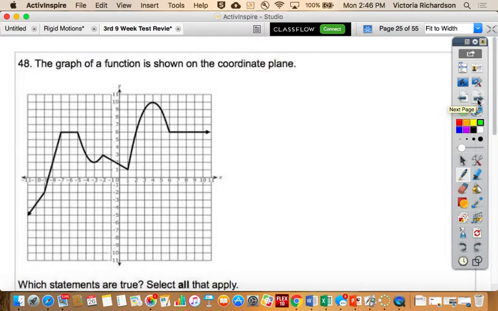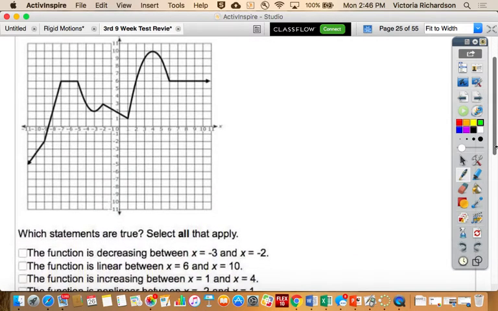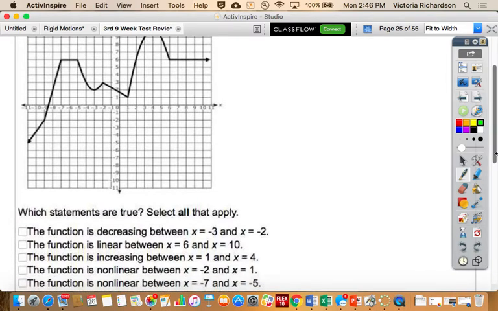48, the graph of a function is shown on the coordinate plane. Which statements are true? Select all that apply. So we can say that B, the function, is linear between x equals 6 and x equals 10. That is right here to right here. And notice it is a straight line, so therefore we can say it's linear. And also C is true. The function is increasing between x equals 1 and x equals 4 because we're going up, up, up, up, up. And we're going to continue to go up till we get to 4.